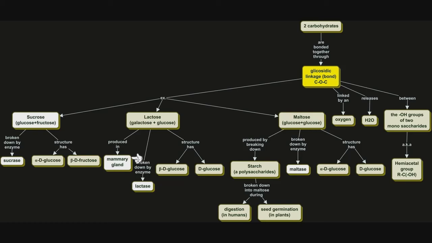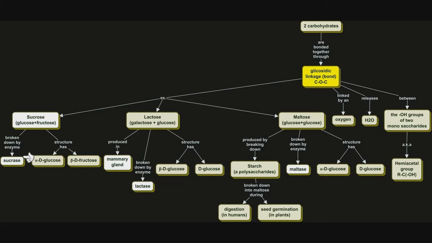The last of my examples is sucrose. It is glycosidically bonded between a glucose and a fructose. Sucrose is made from alpha-D-glucose and beta-D-fructose. The glycosidic bond between them can be broken down by an enzyme called sucrase.